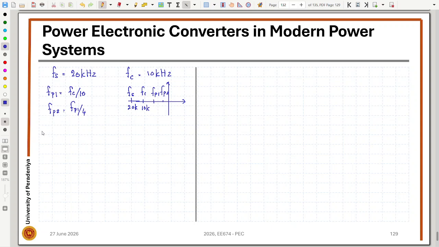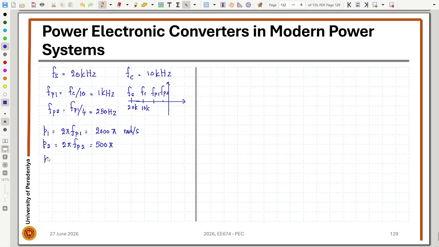So then I can write Fp1 as 1/10, which is 1 kilohertz, and Fp2 is 250 hertz. P1 is going to be 2π times Fp1, so this is going to be 2005 radians per second, and P2 is going to be 2π times Fp2, which is 505.